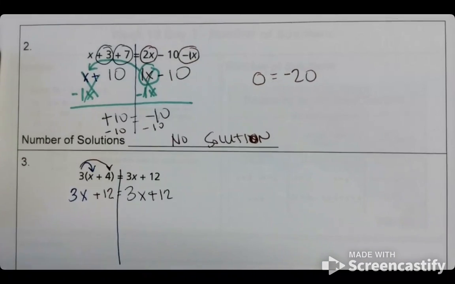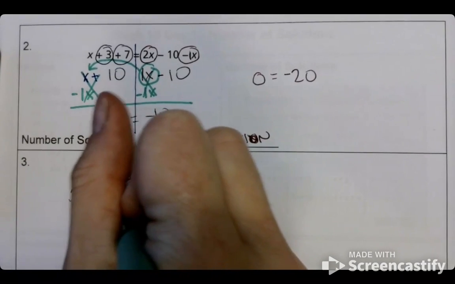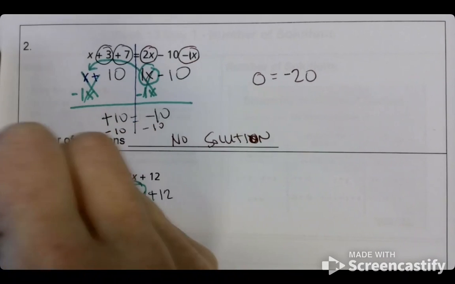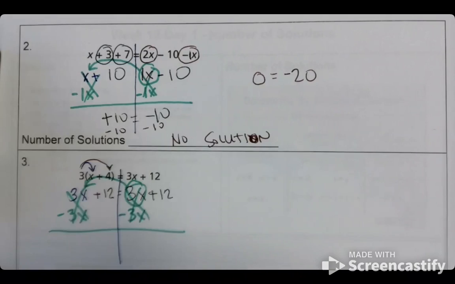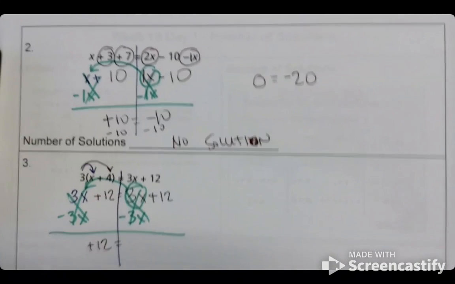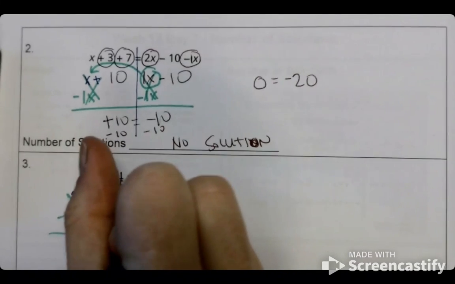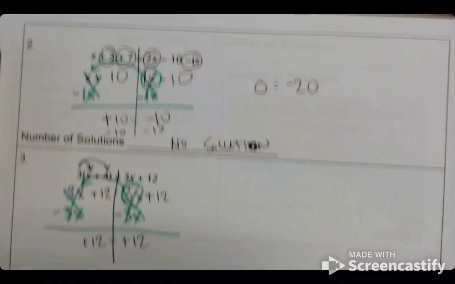Welcome back. We should have subtracted 3x on both sides. That goes away. Actually, that goes away. So I have positive 12 equals, oopsies, positive 12. And again, at this point, we should know that 12 does equal 12, right?